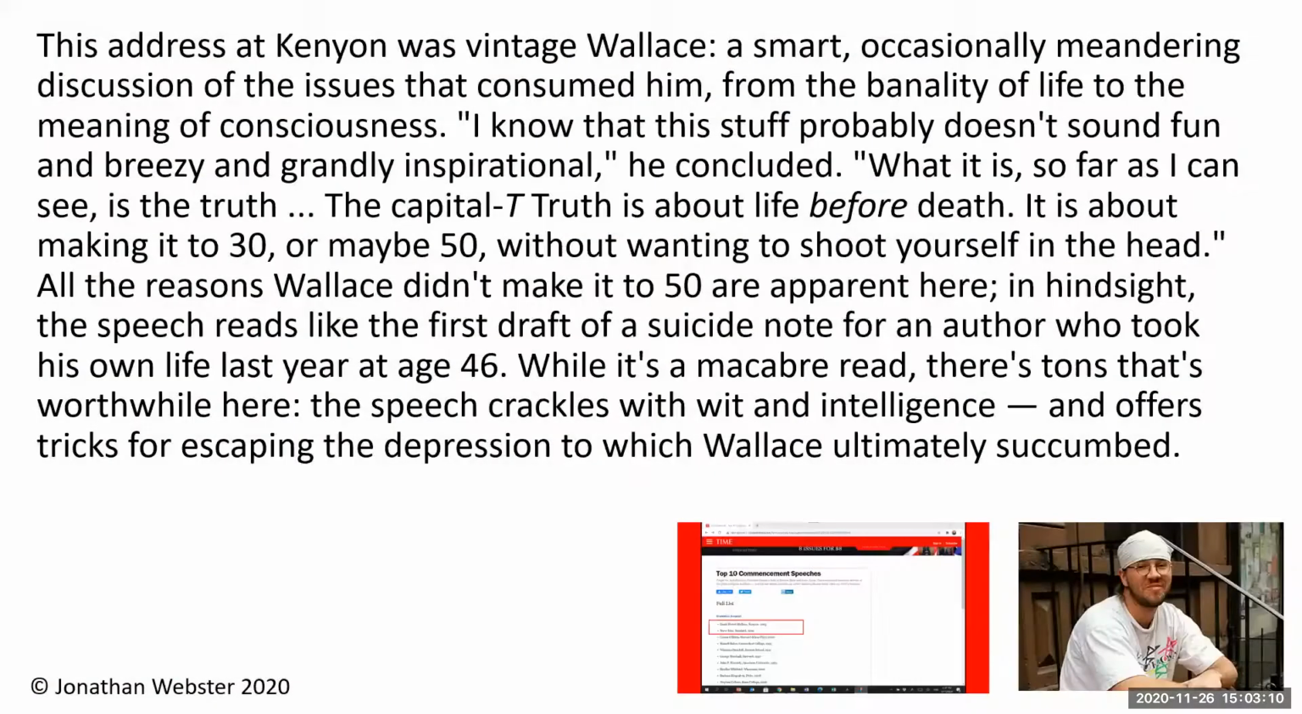Time Magazine, in identifying it with the top 10, said this. "This address at Kenyon was vintage Wallace. Smart, occasionally meandering discussion of the issues that consumed him, from the banality of life to the meaning of consciousness. 'I know that this stuff probably doesn't sound fun and breezy and grandly inspirational,' he concluded. 'What it is, so far as I can see, is the truth. The capital T truth is about life before death. It is about making it to 30 or maybe 50 without wanting to shoot yourself in the head.'